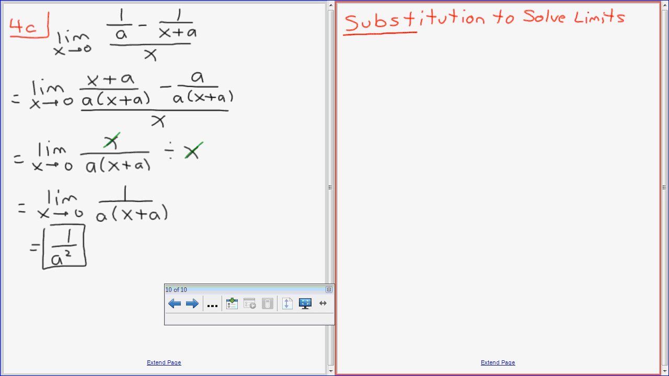All right, we talked yesterday about the four main ways to solve limits. First one was to factor, second one was to rationalize, third one was to use substitution, and fourth one was one-side limits. One-side limits we're not really going to talk about too much at this point in time anyway. So substitution is the last one.